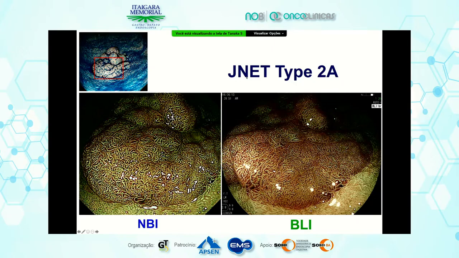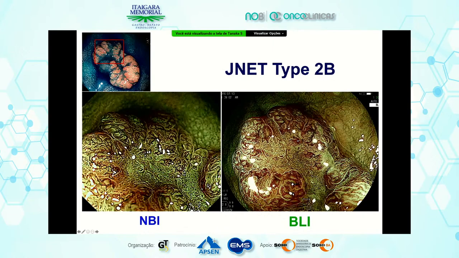This is a JNet type 2B region. This is the NBI magnifying view. This is the BLI magnifying view. You can see almost the same findings. Like this, even in Brazil, you can use the JNet classification effectively using BLI. Of course, NBI is okay.